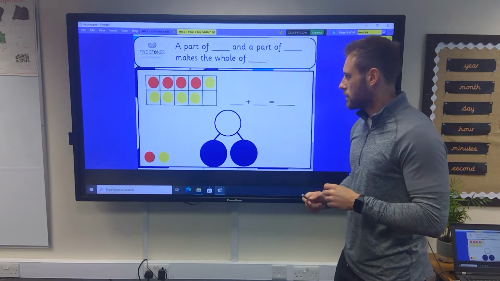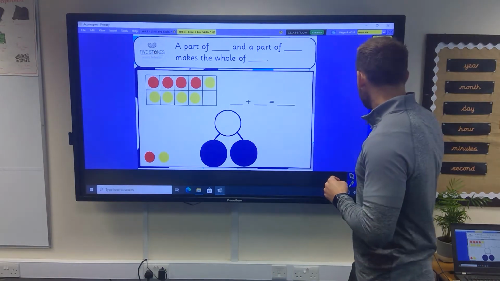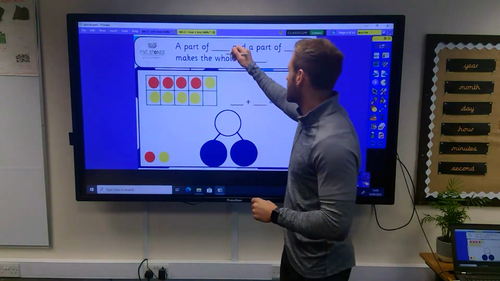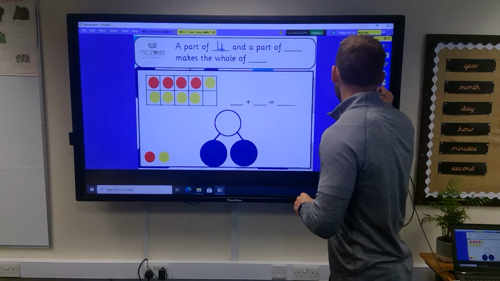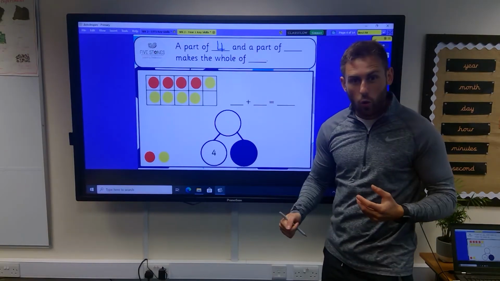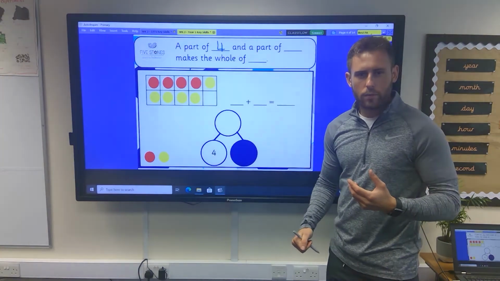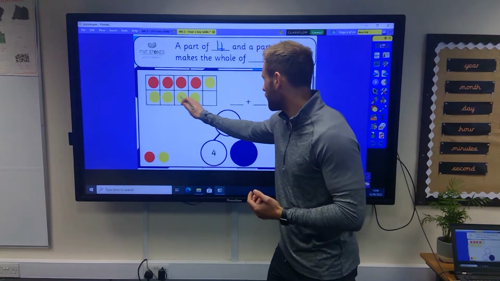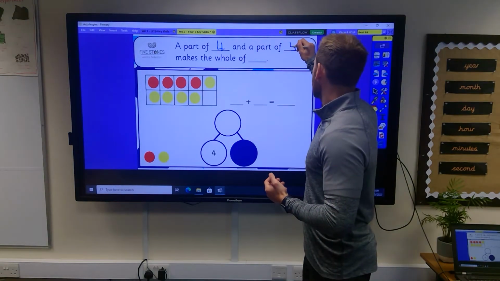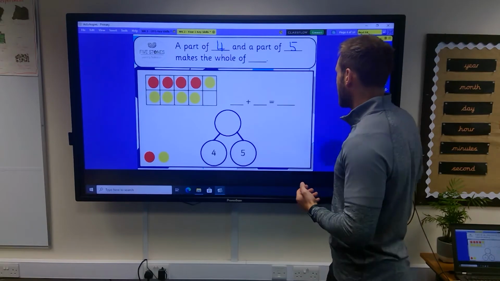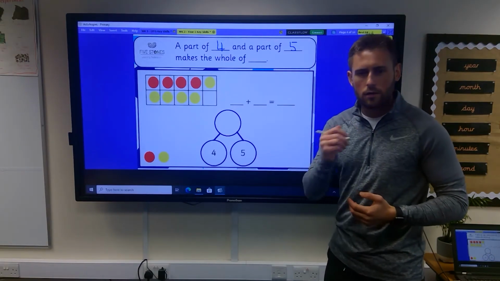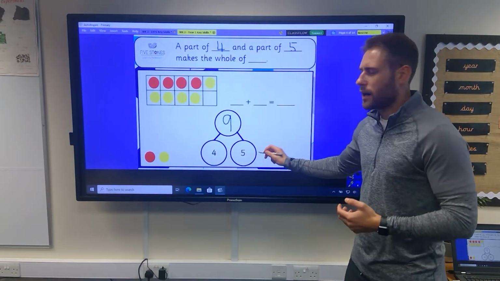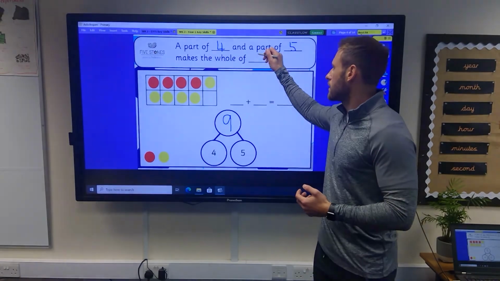Great. Anyone spotted anything about the red part? Yeah, the red part is only 1, 2, 3, 4 this time. So it's only 4 in that part. We've got a part of 4. I wonder what the other part might be. Yeah, the other part's 5, isn't it? So a part of 4 and a part of 5 makes a whole of 9.